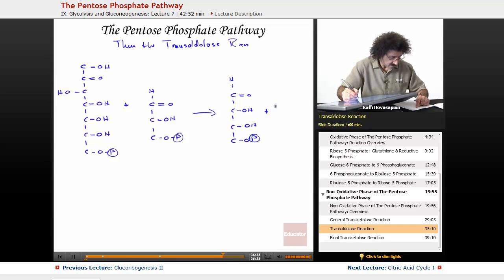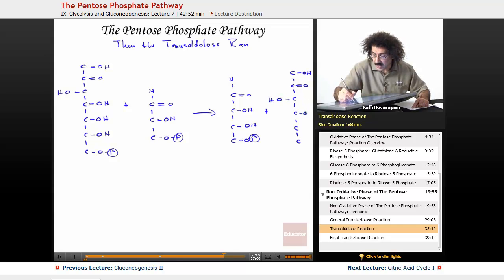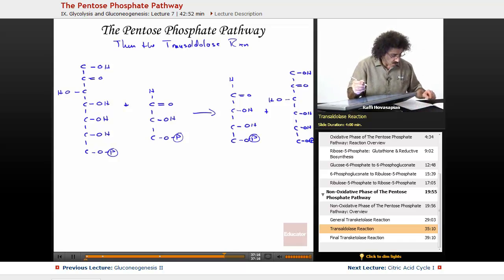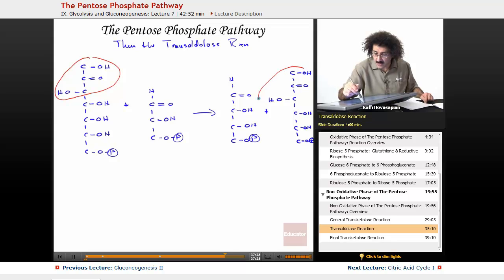And then plus our fructose 6-phosphate, which is going to be 6-carbon: 1, 2, 3, 4, 5, and 6. I hope I have enough room here. OH, carbonyl, OH, OH, OH, and O and P. So here is what ended up moving over. These three were moved over onto this, so to make this. So that's this right here.